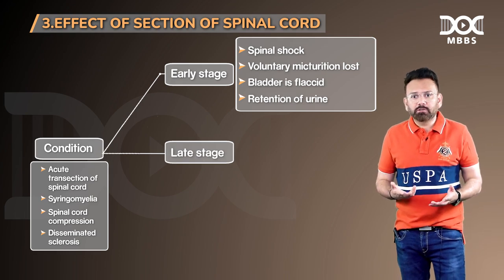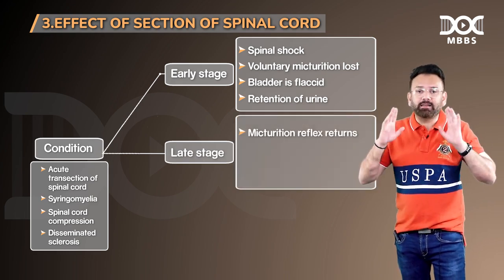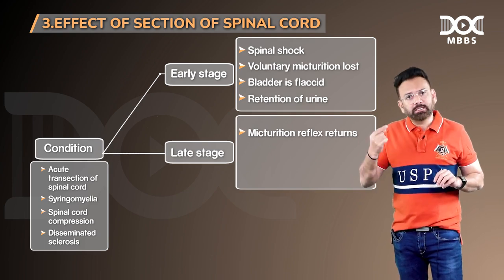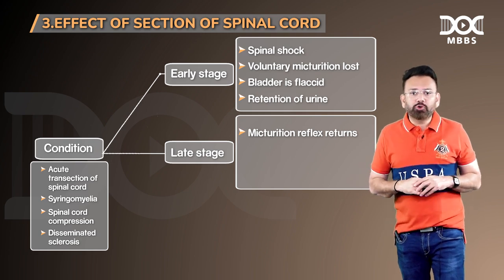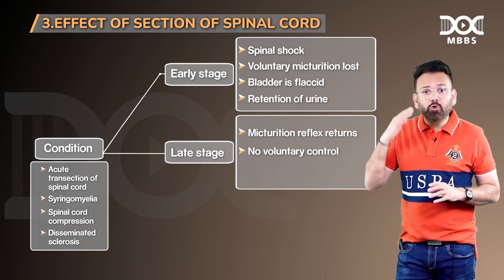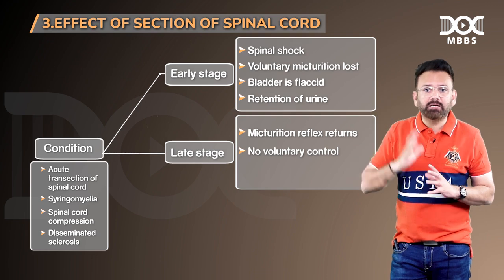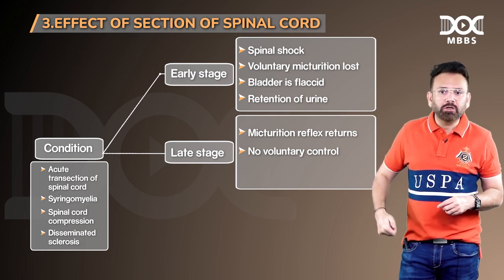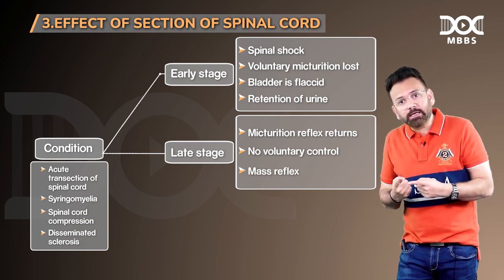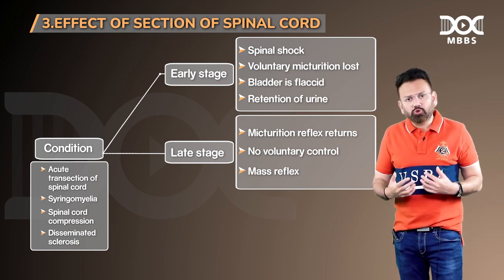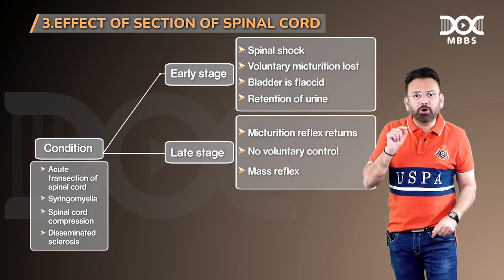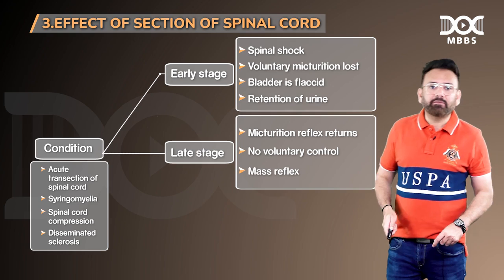But in the late stage, the micturition reflex will return. See, when there is spinal shock, all reflexes are gone. But slowly reflexes start coming back. So similarly, the micturition reflex will return, but there is no voluntary control because it is gone. No facilitation, no inhibition from the higher center, but it can be initiated by pinching or stroking the thighs. This is called mass reflex. So due to mass reflex, micturition can be initiated. So the patient used to learn this, that now the centers are gone, so we can initiate micturition by pinching or stroking the thigh. It is called mass reflex.